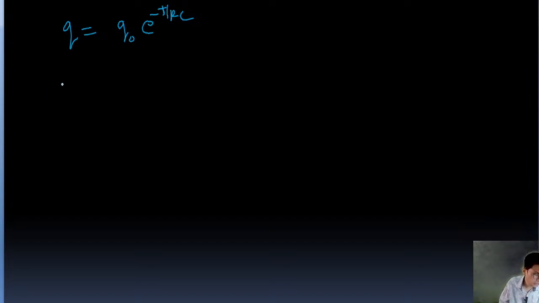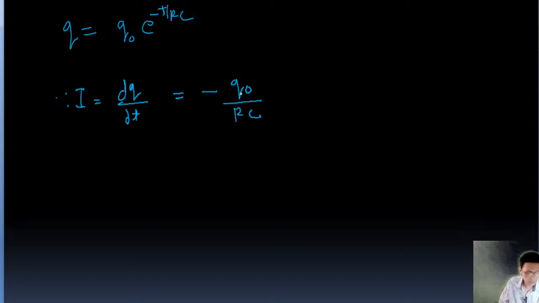Since we know I equals dQ upon dt, we'll differentiate this Q with respect to t. So this is going to be minus Q0 upon RC e to the power minus t upon RC. Or we can write I is going to be minus I0 e to the power minus t upon RC.